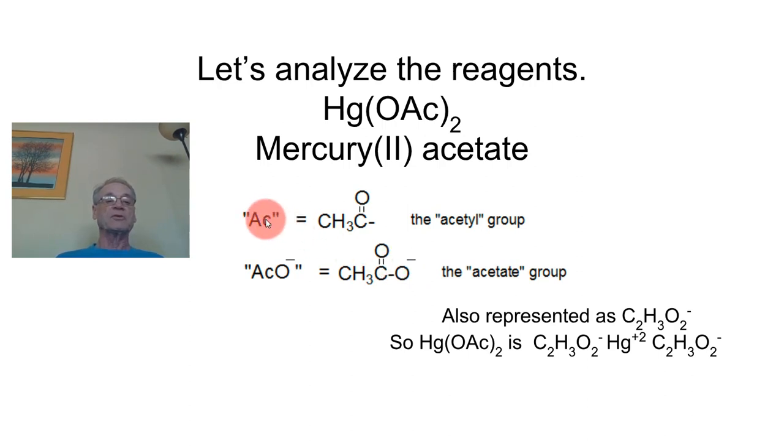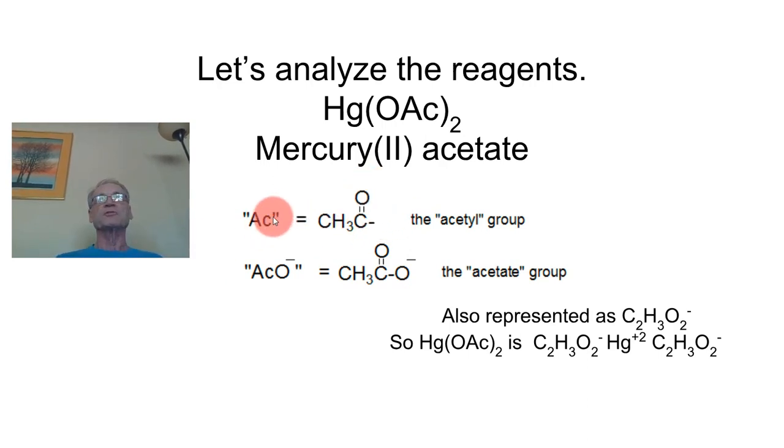AC is a two-letter abbreviation for this group, the CH3, C double bond O, but not with the oxygen. If you have the oxygen in there, then it becomes ACO, and if it's negative, it has a negative charge on it. Just to remind you, this AC abbreviation makes it look like it's an element on the periodic table, but it's not. Actually, AC is an element on the periodic table, but it's called actinium, but that's not what this is. This is the acetyl group.